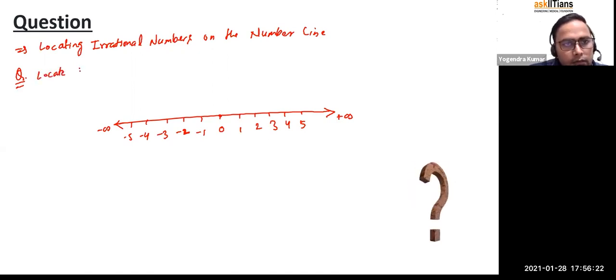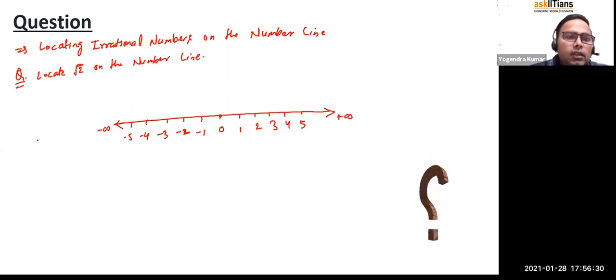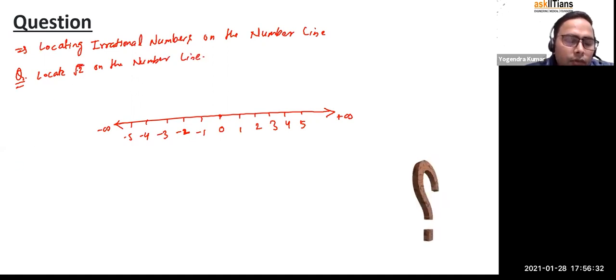Suppose the question is: locate root 2 on the number line. For root 2, I know that it is 1 point something, but we are not interested in that. We want to find exactly where it will come on this number line. That is what we want to see.